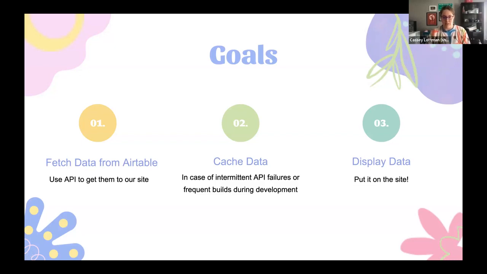I want to cache that data because sometimes the Airtable API might not be available, but I still want my site to work if I'm building my site then. Or I might be working on some other feature of my site and doing build after build after build, and I don't want to hammer the Airtable API because I want to be nice to them and I don't want them to turn off my access or start rate limiting me. I want to play nicely with companies that give me a nice API for my data. And finally, I want to display the data. I want it to be on my site.